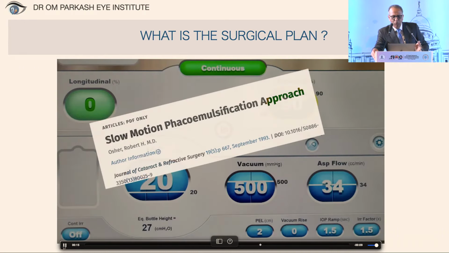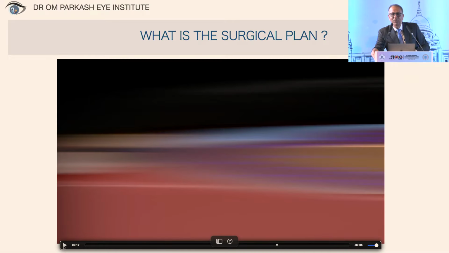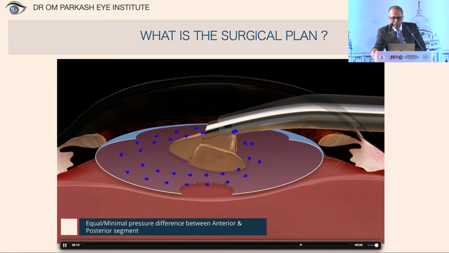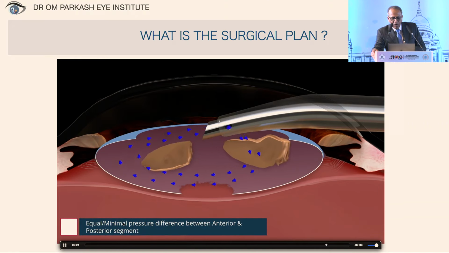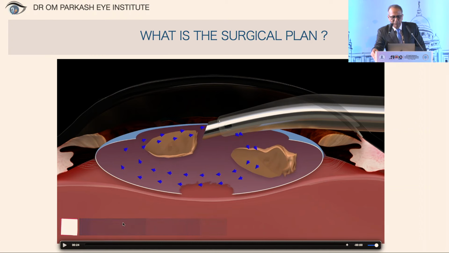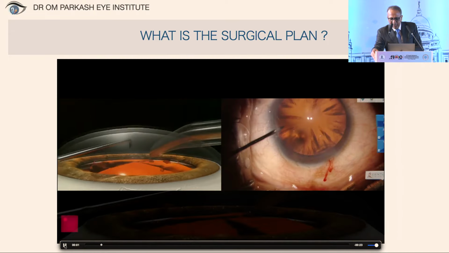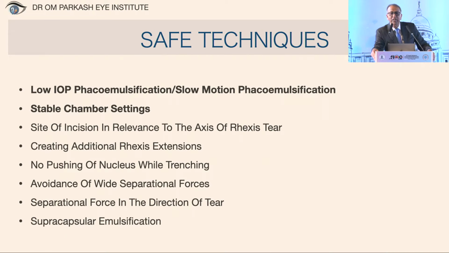Next step is slow motion phacoemulsification, as has been shown by Bob Osher and our own Abhay Vasavada. The slow motion phacoemulsification idea was conceived in the 90s, but it has come a long way with the involvement of active fluidics. What happens with this? There is an equal or minimal pressure difference between the anterior and posterior segment. That is a very important part of the whole story. Moving on, we have the surgical planning with us. Next is, what are the techniques?